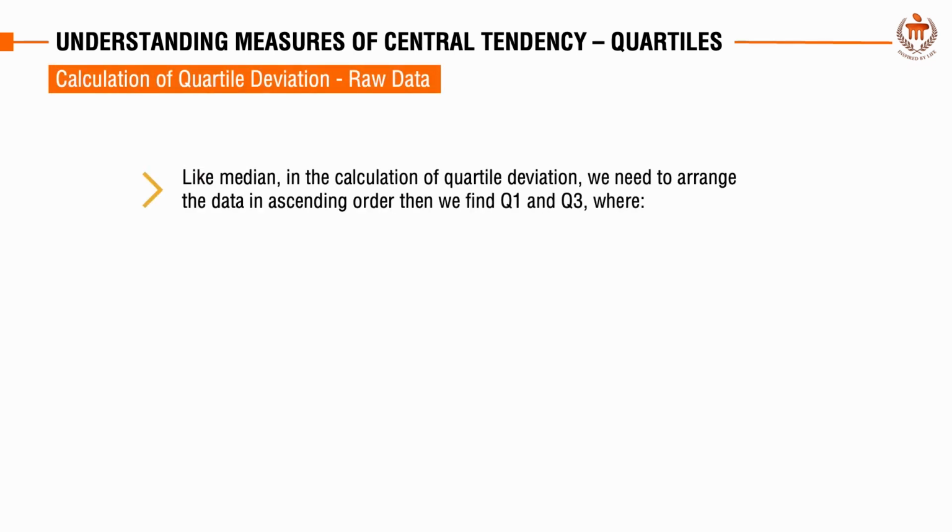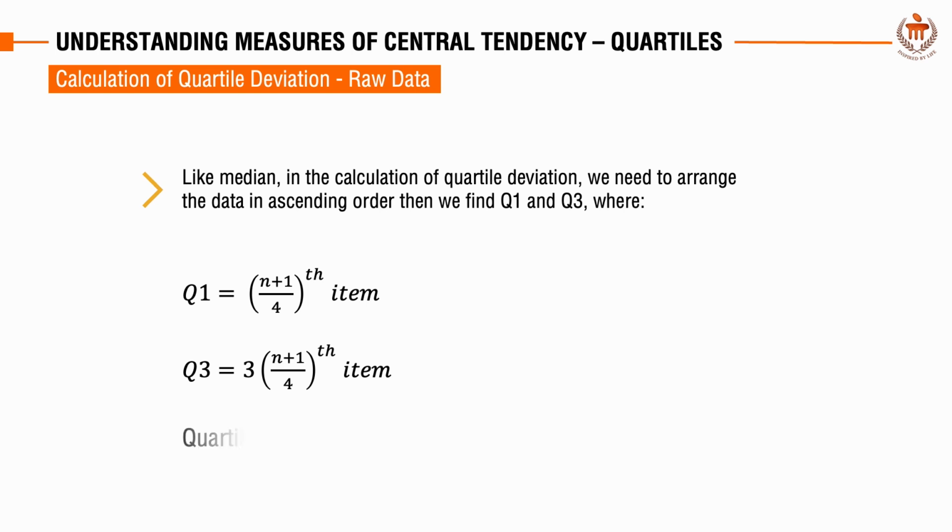Now, talking about the formula for the quartile deviation. Like the median, in the calculation of quartile deviation we need to arrange the data in ascending order, and then we find Q1 and Q3, where the formula of Q1 is the (n plus 1) by 4th observation, while Q3 is the 3 into (n plus 1) by 4th observation. The quartile deviation is the arithmetic difference of Q3 and Q1, divided by 2, and that is called the quartile deviation.